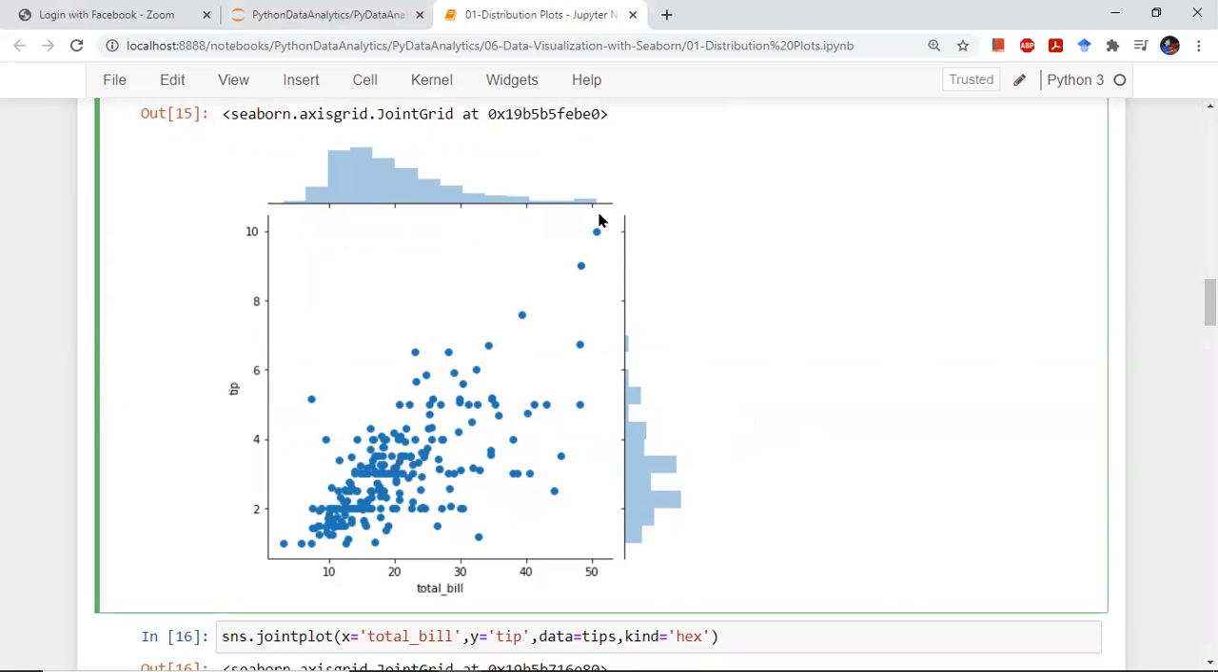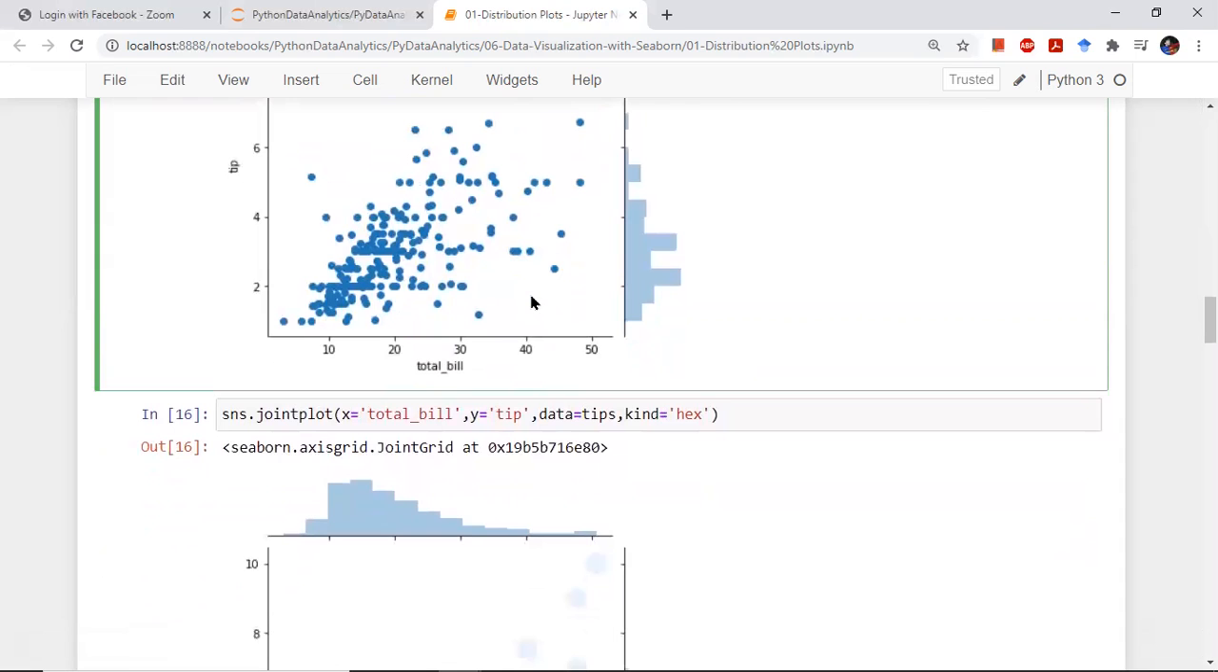For this data point, the bill is more, so the tip is more. Similarly for this one. As we can see, there is a trend: as the bill increases, the tip also increases. It is a very simple concept. If you are eating for around 1,000 or 1,500 rupees, you will give a tip of around 50 rupees. If you are just having a burger of around 100 rupees, maybe you will give a tip of 5 or 10 rupees, right?